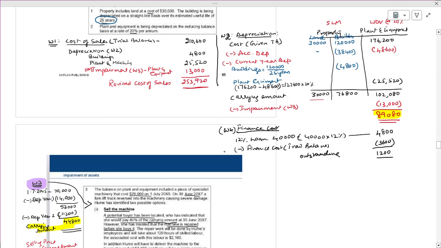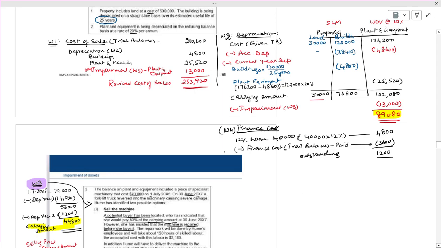Again, I will explain. Loan amount is how much? 12% on 40,000. This much loan you have taken. How much do you have to pay on that loan? You have to pay 12%. If you calculate 12% on 40,000, it is 4,800. Already they have given it in the trial balance, meaning this is the amount they have paid: 3,600. Outstanding is how much?